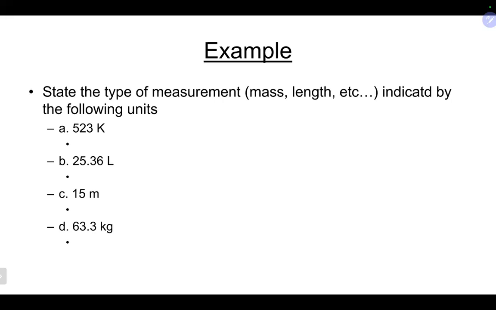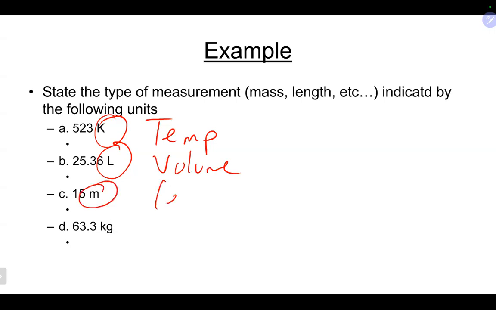So obviously here we have Kelvin, and as we've been talking about, that is a unit that represents temperature. Here we have liters, which is a unit that represents volume. This is meters, which is a unit that represents length. And lastly here, these are kilograms, which is a unit that represents mass. So it's really important to have that connection of what the unit actually does represent.